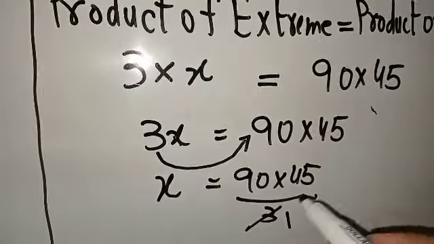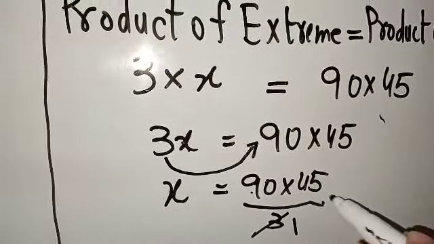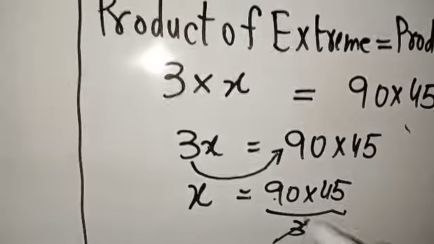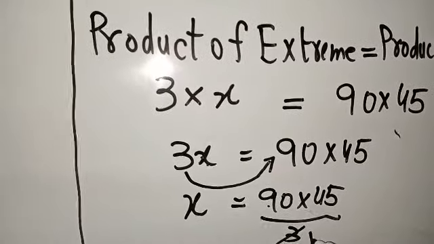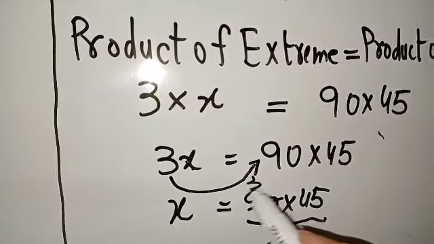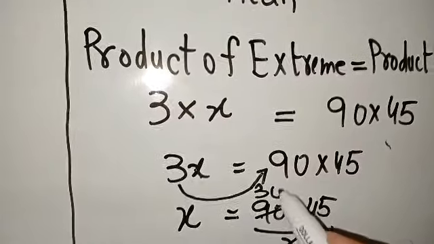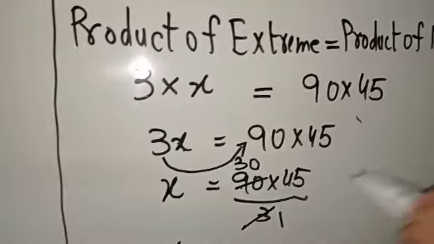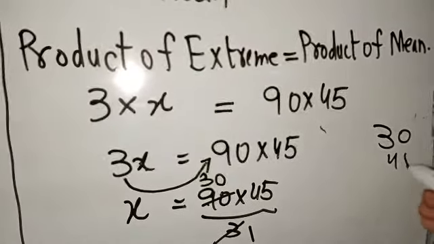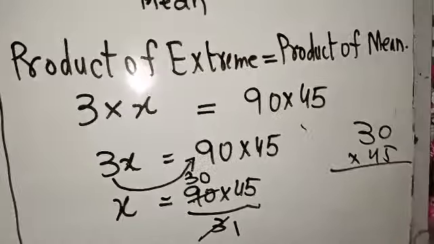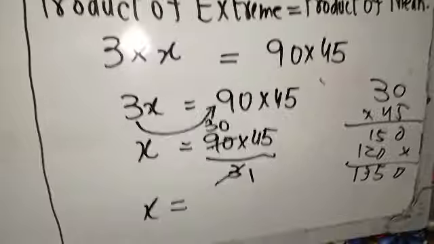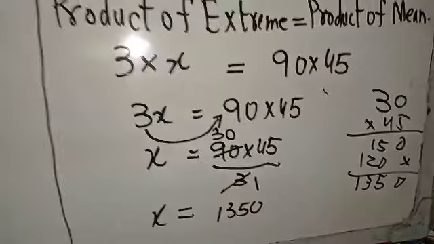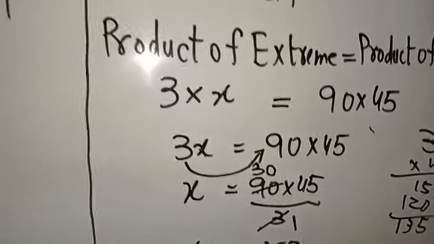Now just reduce the terms. Both 90 and 45 can be reduced by 3, but you can reduce any one term because 3 is written just once. So 3 ones are 3, and 3 threes are 9, 0 will come over here. X is equal to 30 multiplied by 45. Multiply it in the rough column. After multiplying, you will get 1350. Okay, the answer is 1350.